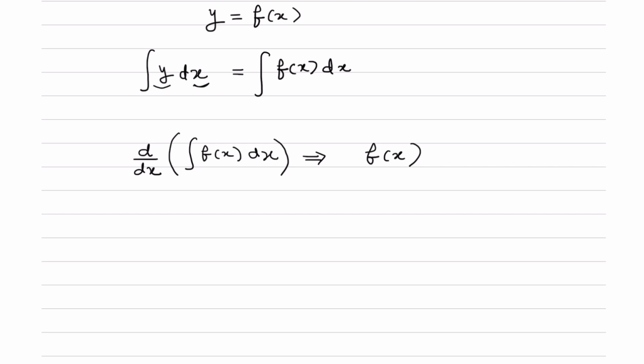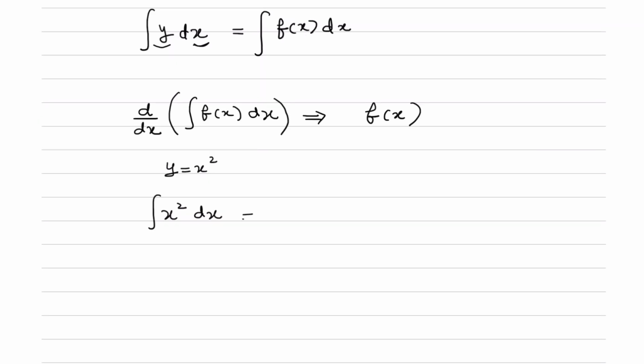I'll give you an example. Let's say we have a function y equal to x square. We are integrating x square with respect to x. Suppose that by power rule of integration we got the answer x cubed by 3. We will see later on how we got this answer after integrating x square with respect to x. So we have integrated the function x square.